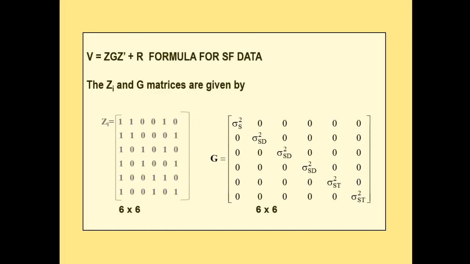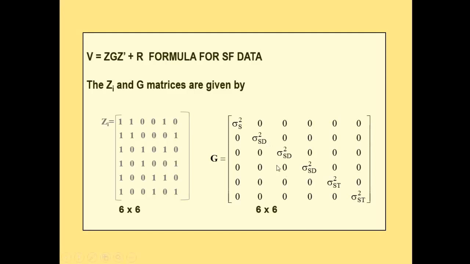So, in fact, corresponding to this Z, the G matrix that you're dealing with is a 6 by 6 matrix, and you notice that up here you see sigma squared S. What does sigma squared S stand for? You've got a random intercept, and this is the variance covariance matrix of the random factors. So this is the variance of the random intercept. That's what sigma S squared is.